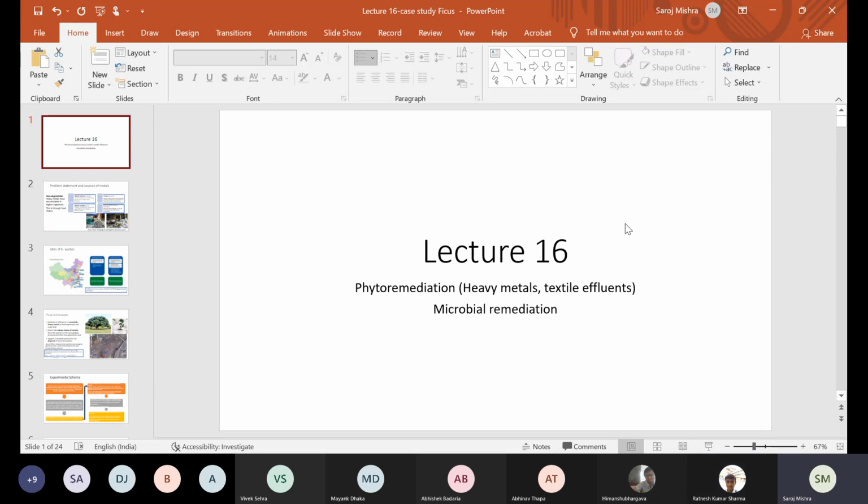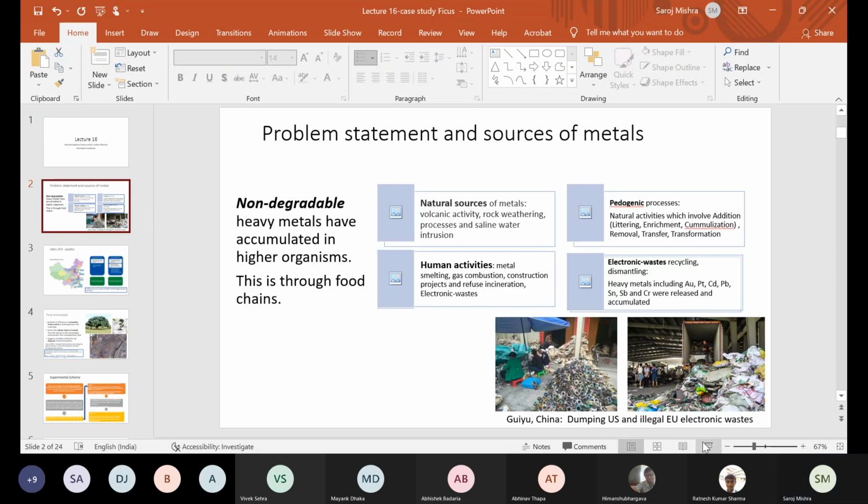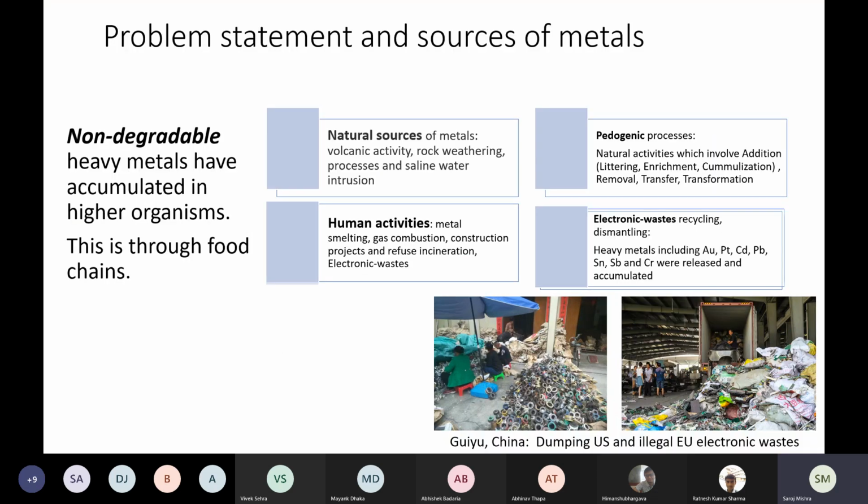So this is another example. Okay, and of course, the details are from the paper, and I'm sure you will quite appreciate, and you will also see, how much more can be learned from these systems. So let me project this slide and explain it. Now, there are a lot of heavy metals which keep accumulating, even in higher organisms, and this is through the food chain.